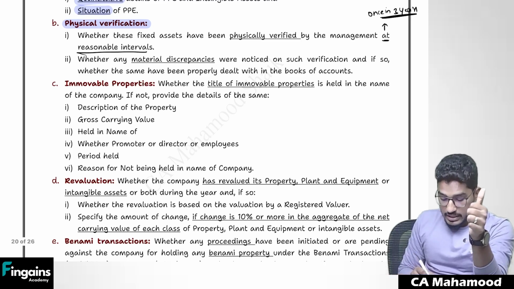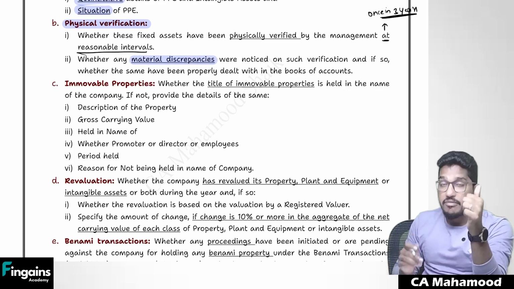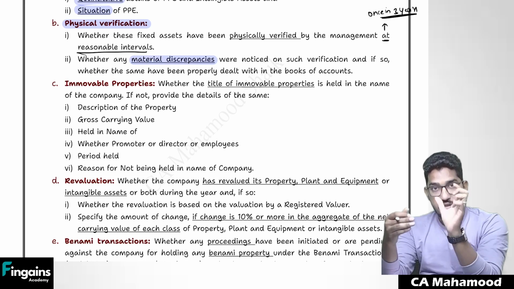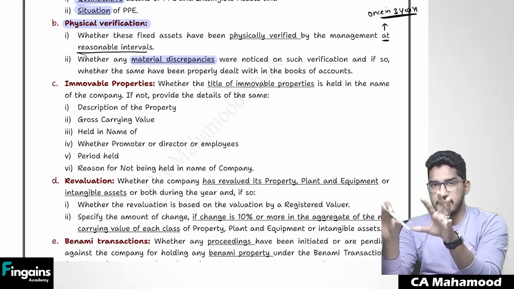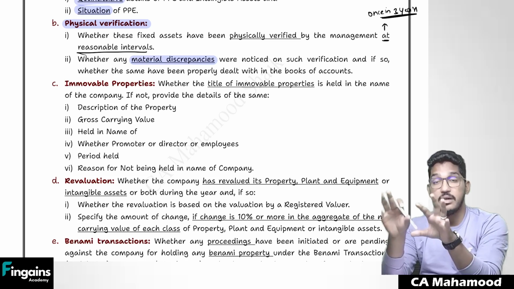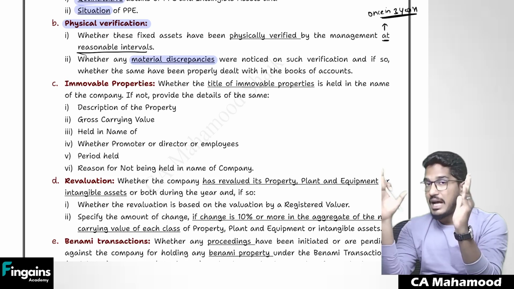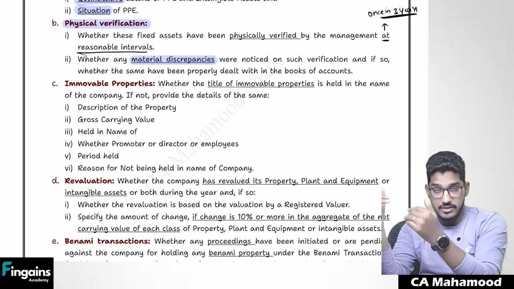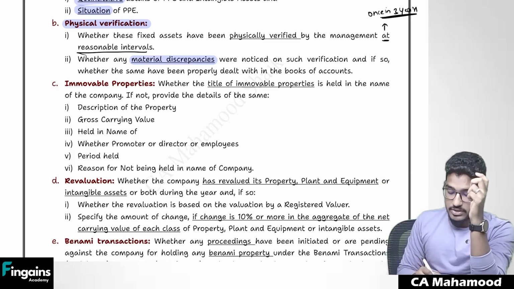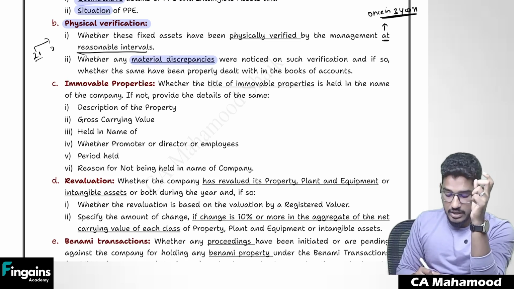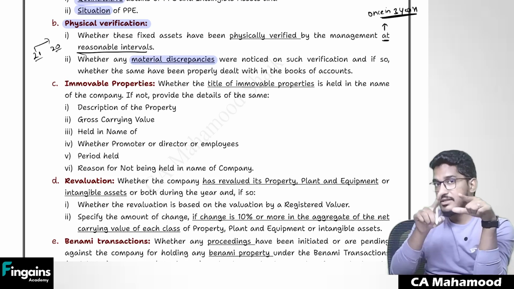If yes, the management has done the physical verification, whether any material discrepancies were found. On doing such physical verification, did the management find any discrepancies? Discrepancies mean differences. Between what? Between the PPE as per the records and the PPE as per physical existence. For example, as per the records, there are 21 plant and machinery, but when it is physically verified, there are only 20 plant and machinery. So this is a discrepancy.